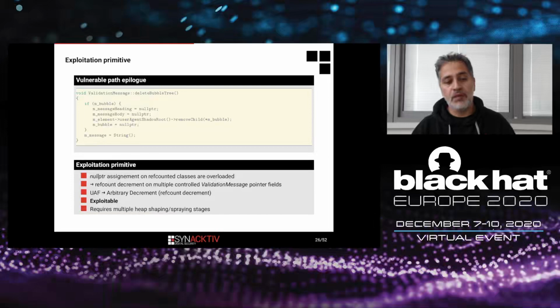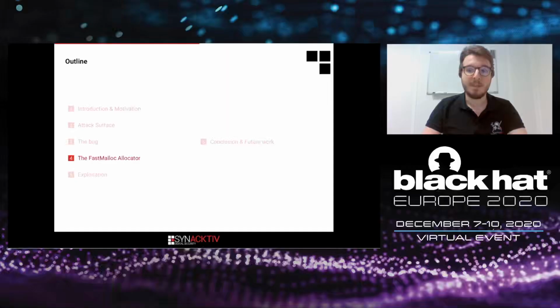Now, the exploit requires multiple heap shaping and spraying stages, and in order to be able to reuse our target object, we need to know how fastMalloc works. Now that we know which primitive the bug gave us, we must find a way to reuse the validation message object. This part talks about the fastMalloc allocator, that is the one used to allocate a validation message object.